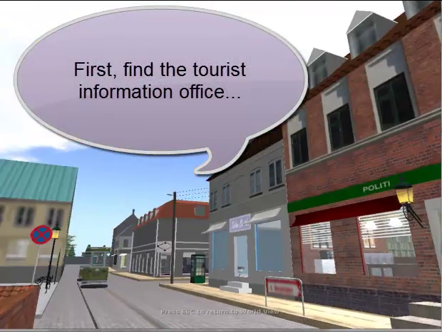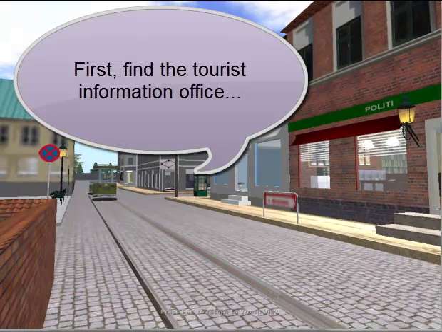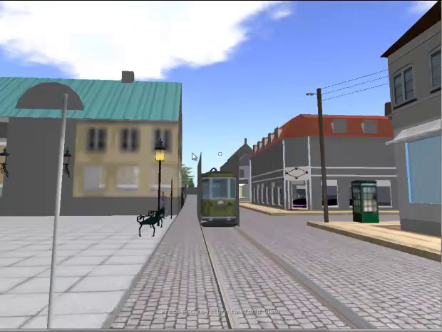First, find the tourist information office.